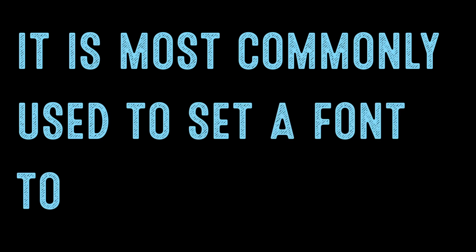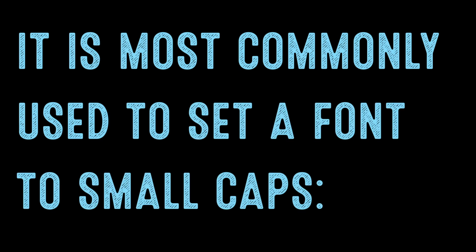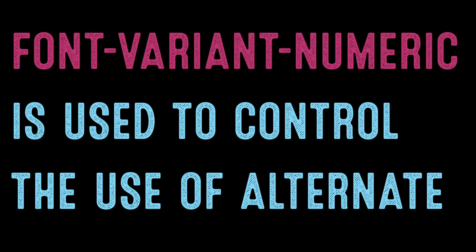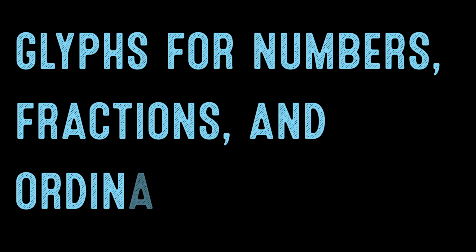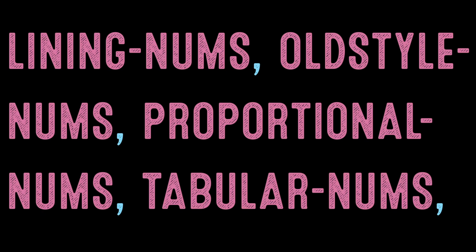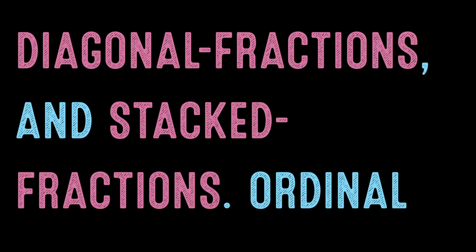It is commonly used to set the font to small caps. Font-variant: small-caps. Font-variant-numeric is used to control the use of alternate glyphs for numbers, fractions, and ordinal markers. Possible values are normal, ordinal, slashed-zero, lining-nums, oldstyle-nums, proportional-nums, tabular-nums, diagonal-fractions, and stacked-fractions.